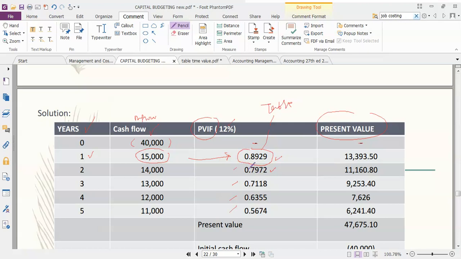Okay, after that, lepas dah siap dia semua dia punya amount yang kita tengok kat table, so you kena darabkan. Untuk dapatkan present value dia, you kena multiply. Cash inflow 15,000 times with PVIF 0.8929. So dapatlah present value 13,393. Dapat tak? Cuba darabkan. Cash inflow darabkan dengan PVIF punya factor. Dapat tak? Kan? $13,393.5. Got it or not?